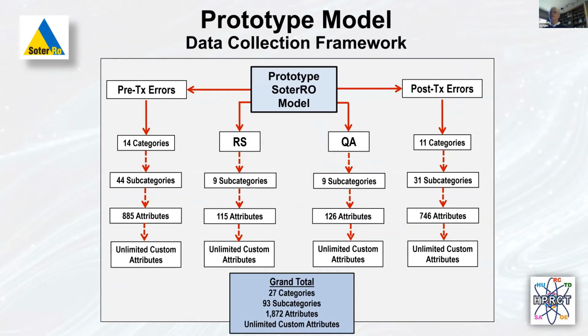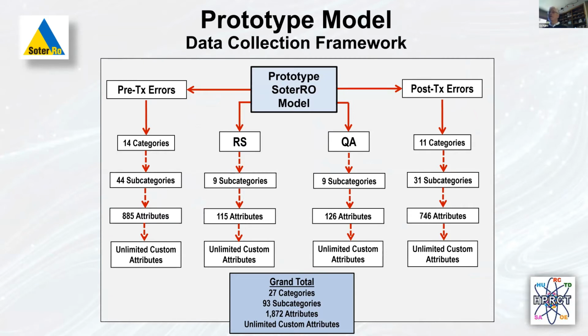So in this data framework for this SOTERO model, we have it broken up into the left pre-treatment errors and to the right post-treatment errors. So the way it works is the end user puts in these mistakes, and we'll show you that screen. And then in the pre-treatment errors on the left, we have categories, subcategories, and attributes. And these break down examples of mistakes that they could encounter based on what area in the pre-treatment, before the radiation is delivered, could occur.